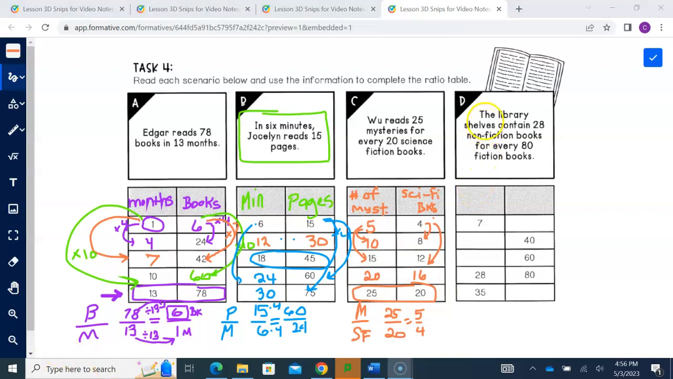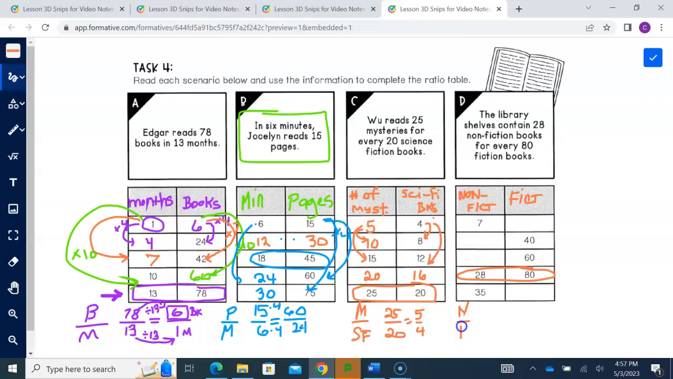Okay, our final example. The library shelves contain 28 nonfiction for every 80 fiction. Well, I'm going to look for 28 and 80 in my table. It's right there. They're giving me a ratio, a pattern to use for the entire table. So I have that this 28 is the nonfiction. Nonfiction. That means true story. Okay, and then this one is the fake made-up stories, fiction. And I'm abbreviating. Okay, so I got my columns labeled so I can keep the numbers straight.